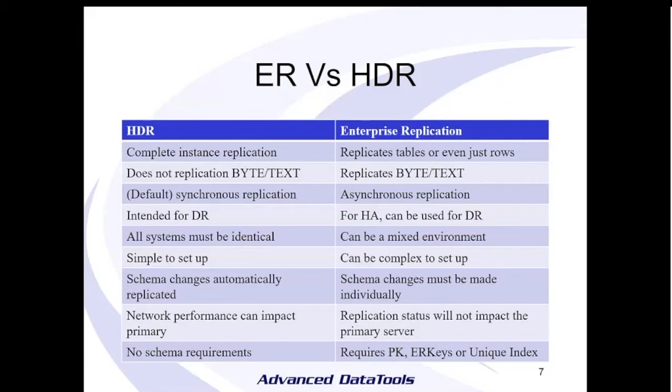So again, replication status: if one of your secondary replicates goes down, it won't impact the primary server. One of the big schema things, and we will talk about this, is that it requires primary keys or ERKEY columns or unique indexes on every table that's being replicated. So if you don't have some kind of unique column on tables, you have to consider some alternative options.